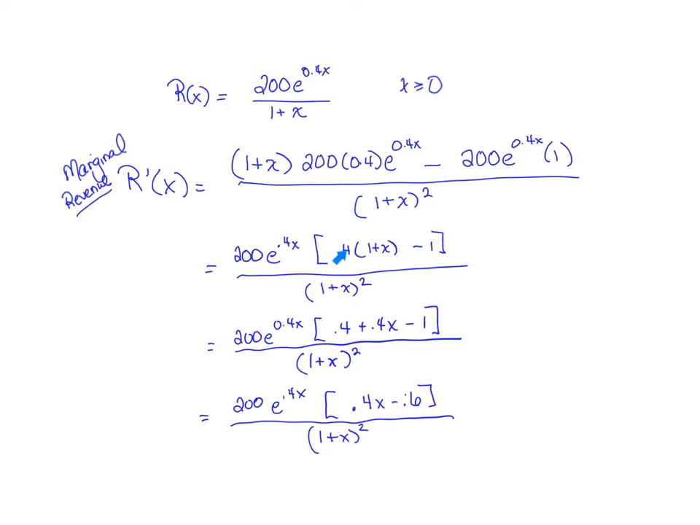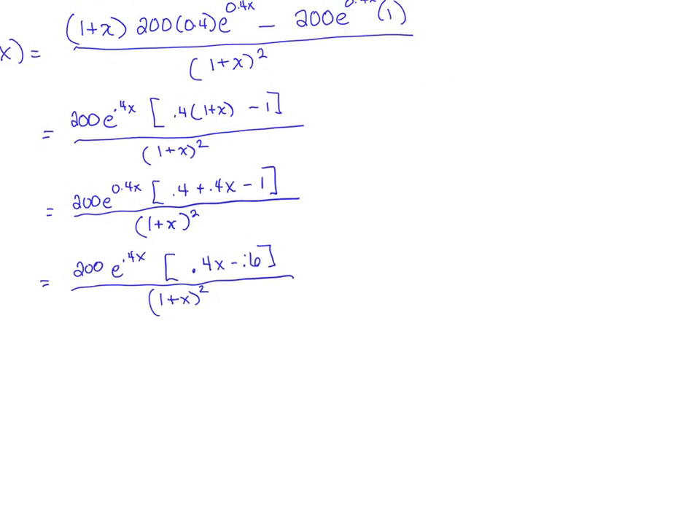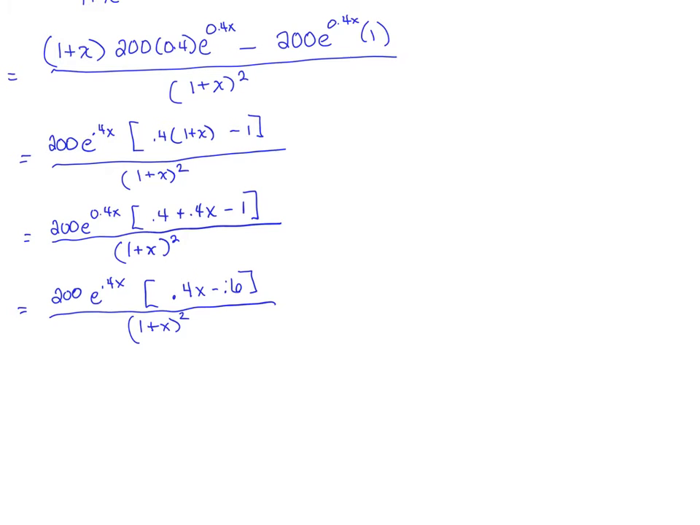Now I need to simplify this by multiplying the 0.4 through the parentheses in here. So I'll have 0.4 plus 0.4x minus 1. And 0.4 minus 1 is minus 0.6. So this is my simplified derivative. Now what I want to do is take this derivative and figure out where it is positive.